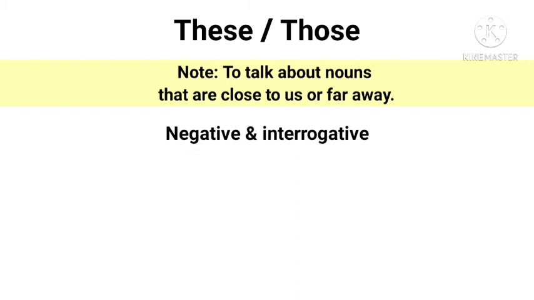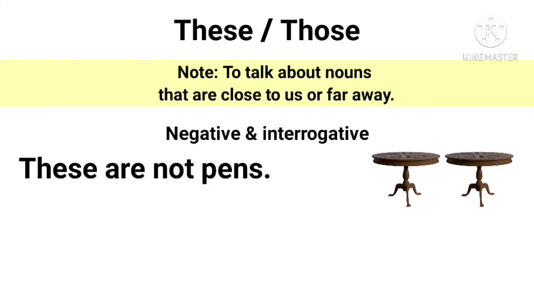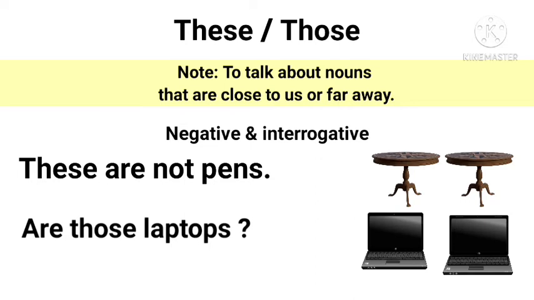Negative and interrogative use. Let's do some more examples. Example number 1. These are not pens. Example number 2. Are those laptops? In interrogative sentences, at the beginning we use are because laptops are two nouns, two things, and we use a question mark.